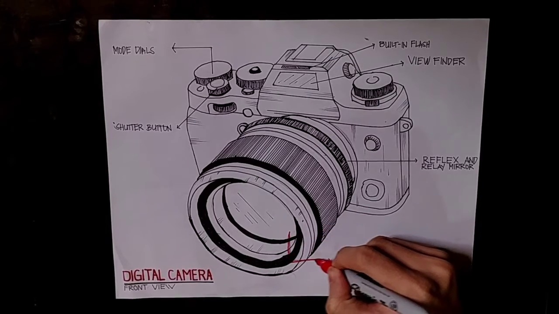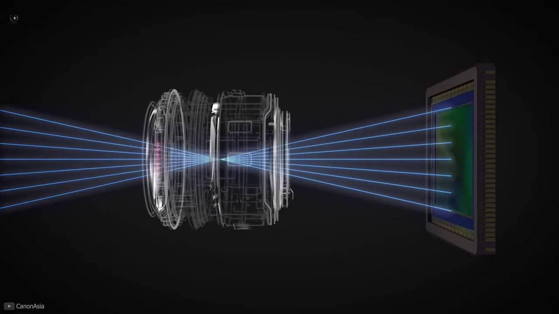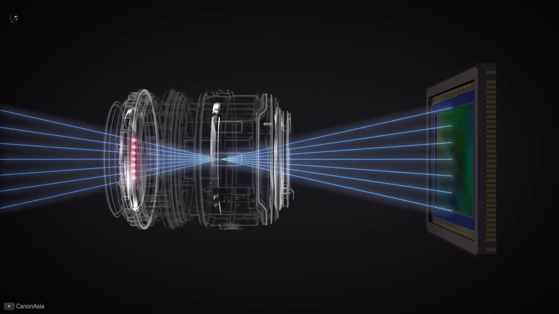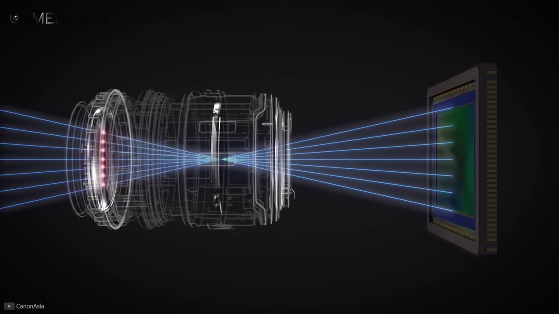And now, let's talk about the parts. Let's start with the camera lens. This is where the light or image passes through and is sent to the image sensor, where the image is formed and saved into the digital memory. In digital cameras, the lens is commonly made up of sapphire crystals and they are attached to the lens barrel. Reflex and relay mirror.